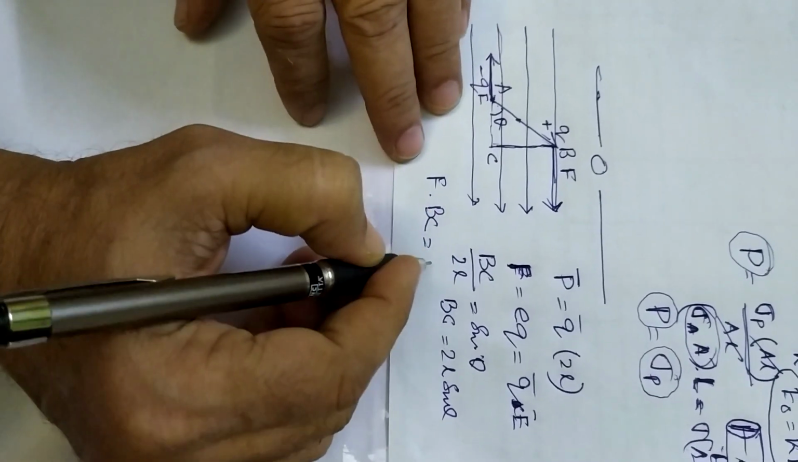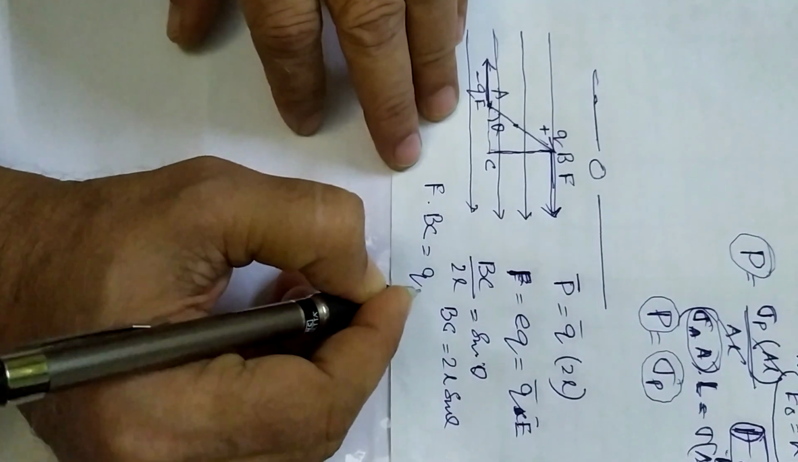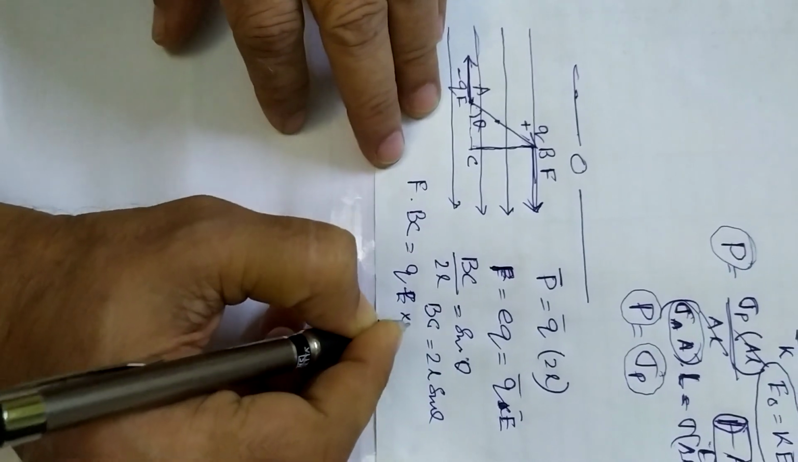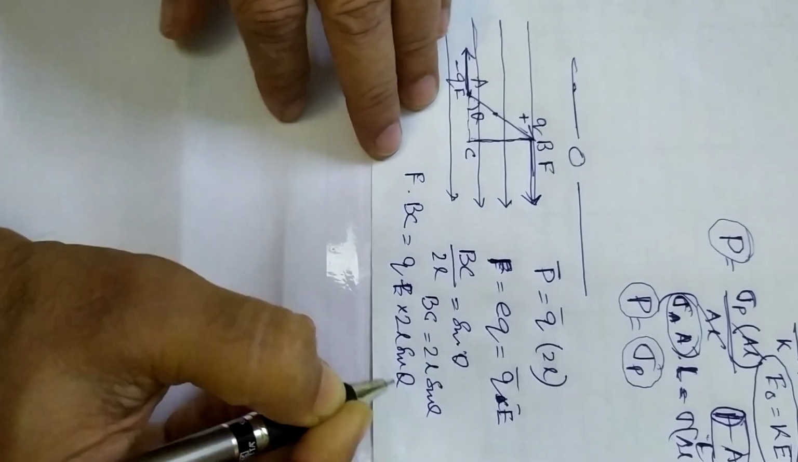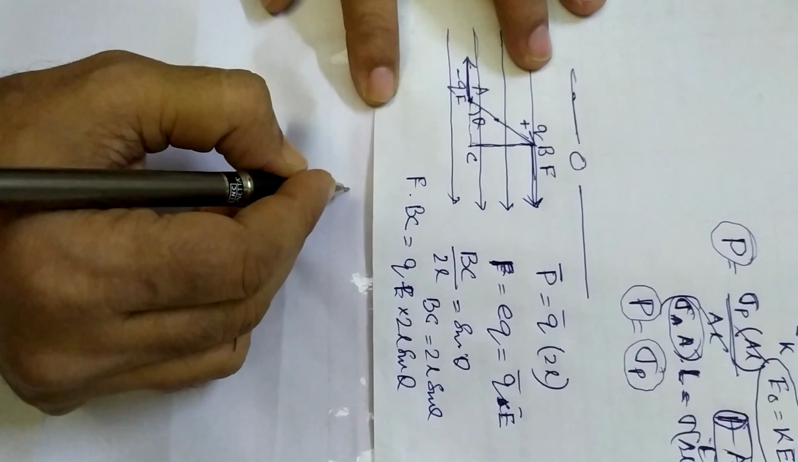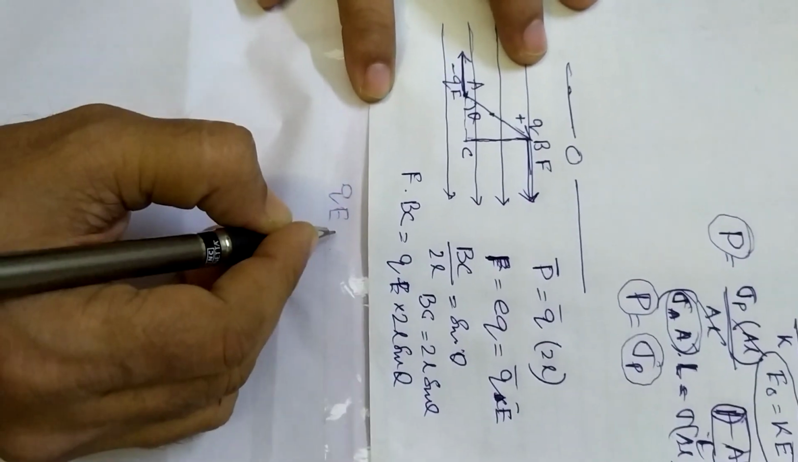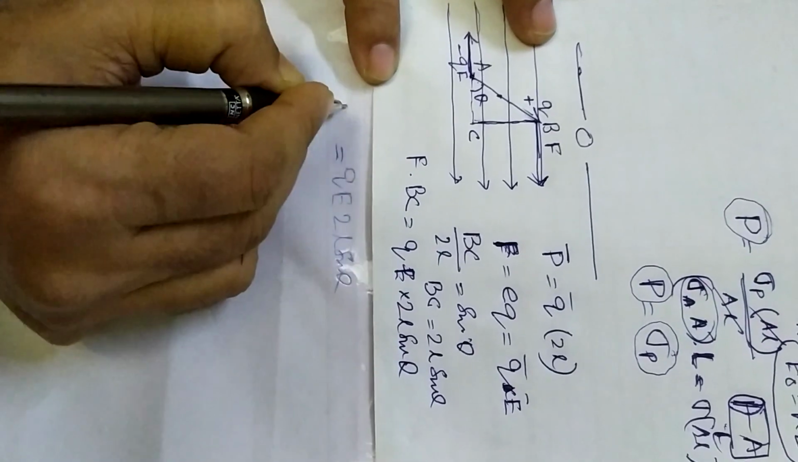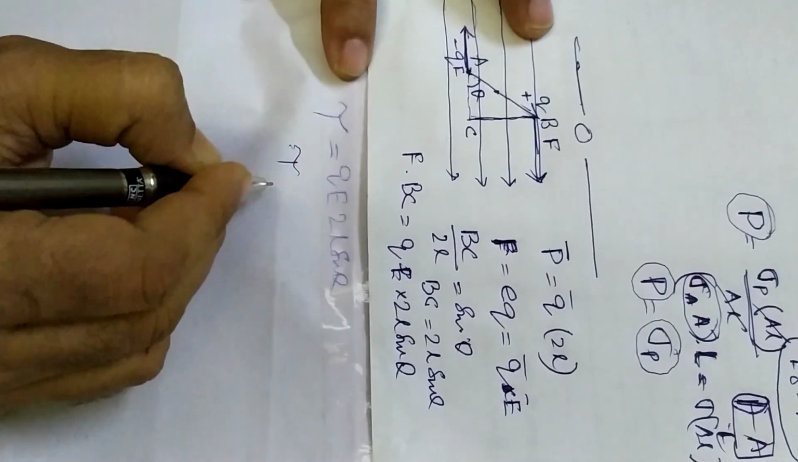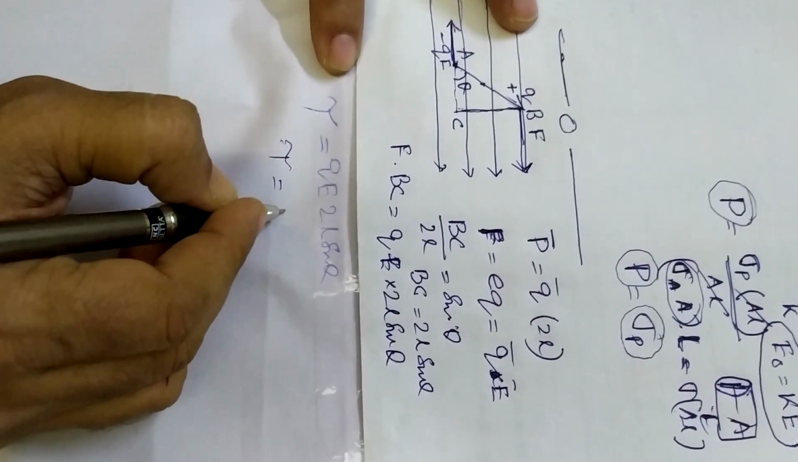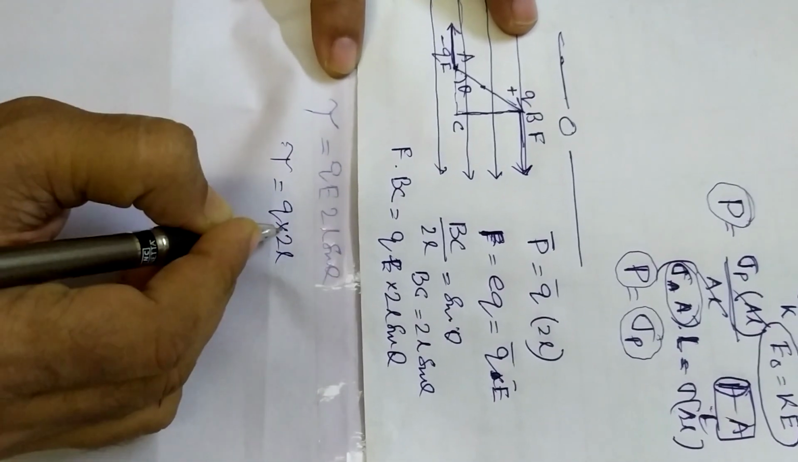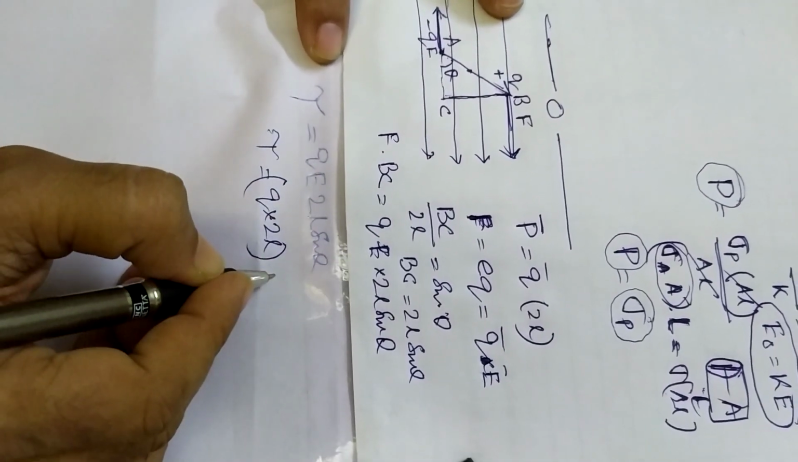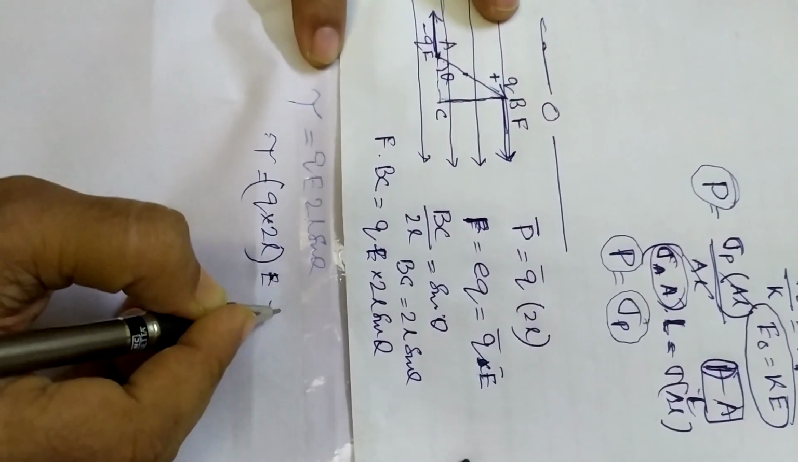So what are we writing? Force we have already written as Q into E. Okay, Q into capital E, that is into 2L sine theta. So we can write that Q into E into 2L sine theta is equal to the torque T. So we are writing torque equals Q into 2L into E, okay, and sine theta.